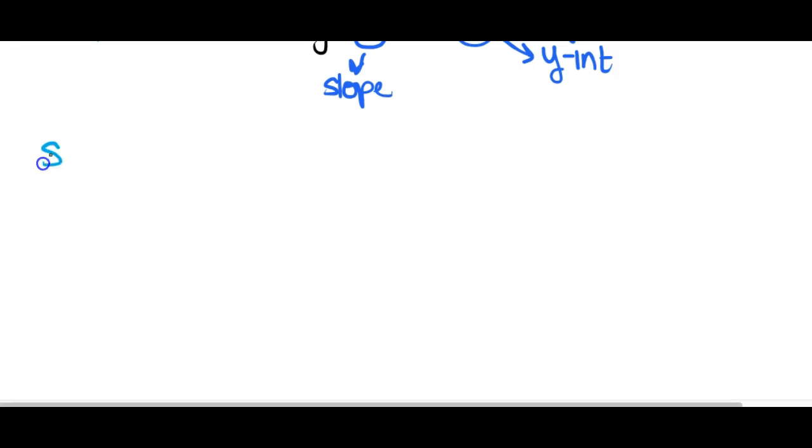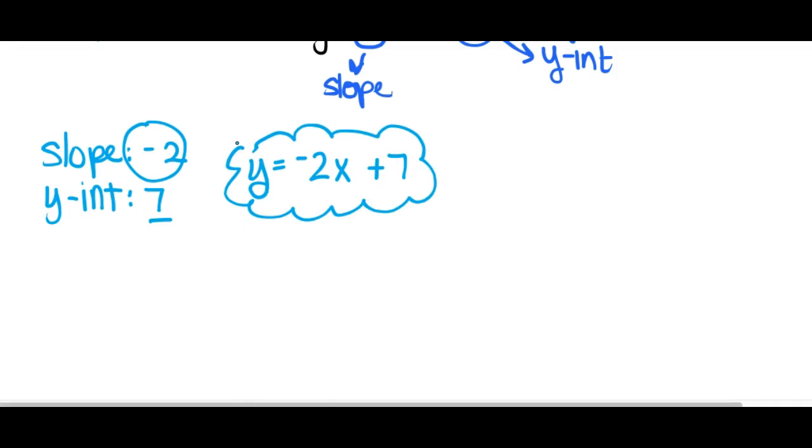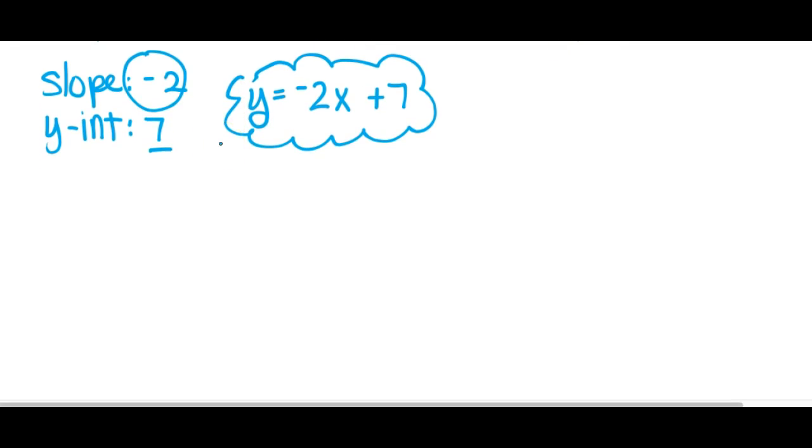So if my slope is -2 and my y-intercept is 7, I just start with y equals, and instead of m, I'm substituting in -2, still need my x, plus 7. And there we have it. We are in slope-intercept form. That's all there is to it.